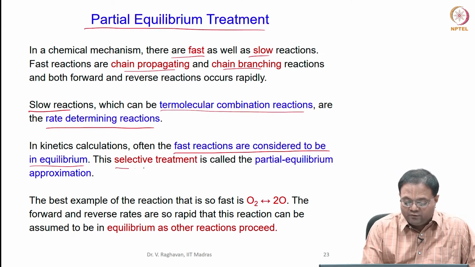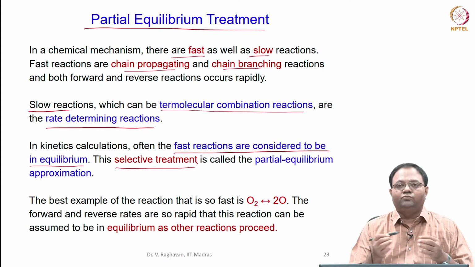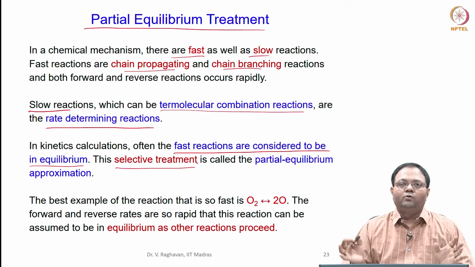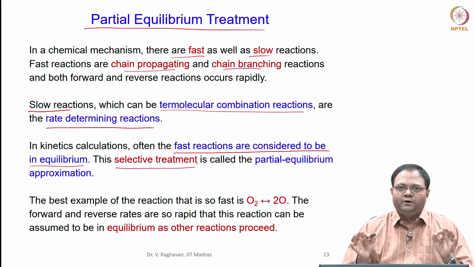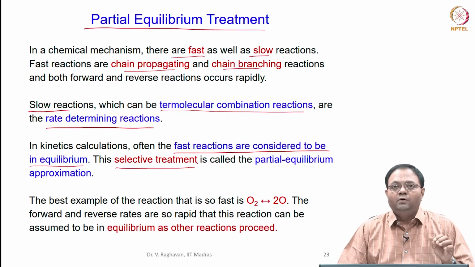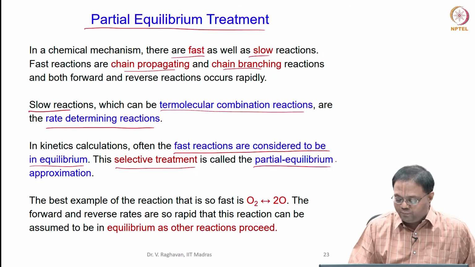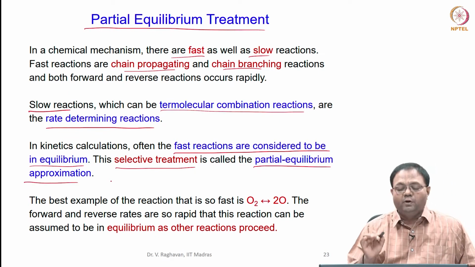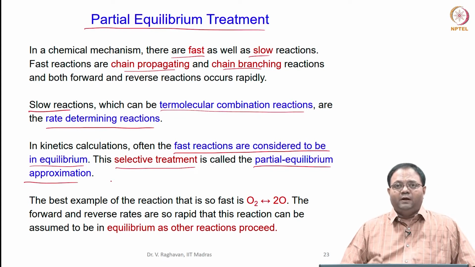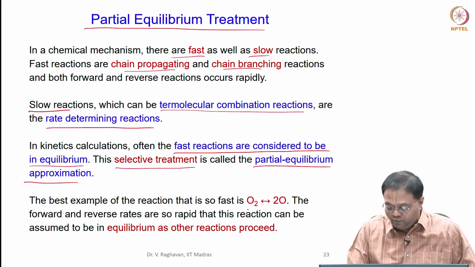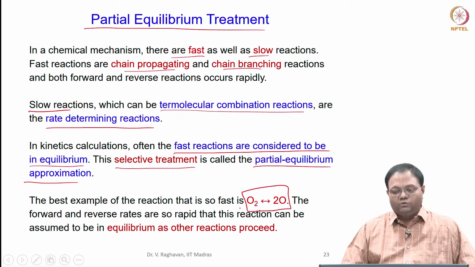I am not considering everything in equilibrium. I am not giving so much time to all the reactions to complete and all the products to reach equilibrium. We are not doing that. What we are trying to do is only a selective treatment of assuming equilibrium for certain reactions. So, this approach is called partial equilibrium treatment or partial equilibrium approximation. We will give an example again to show what we are trying to demonstrate here. So, consider the fastest reaction, O2 giving 2O, which is a very fast reaction.